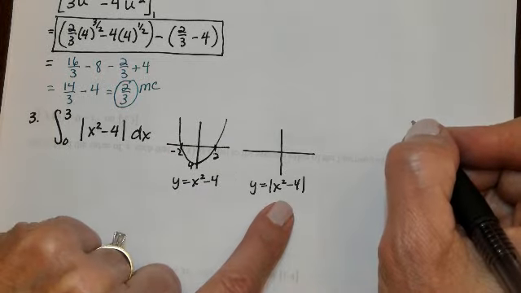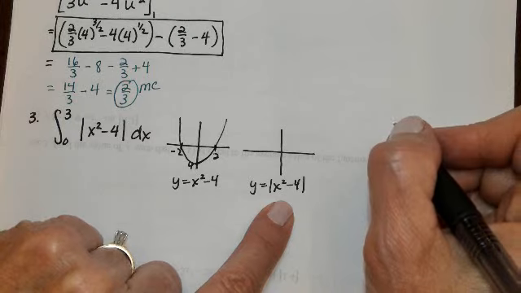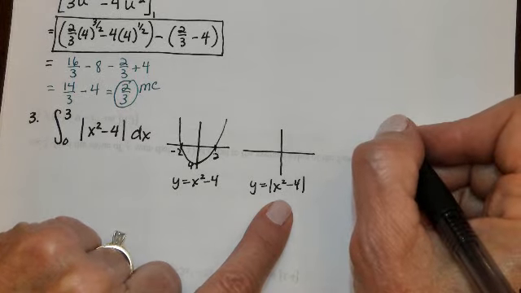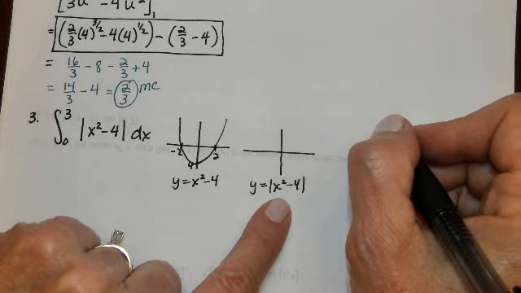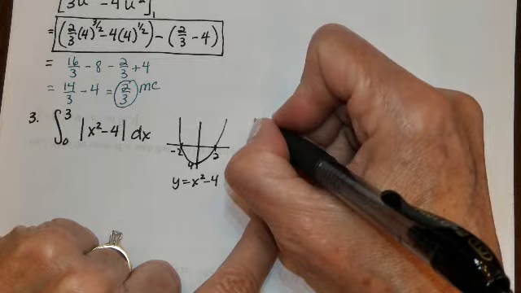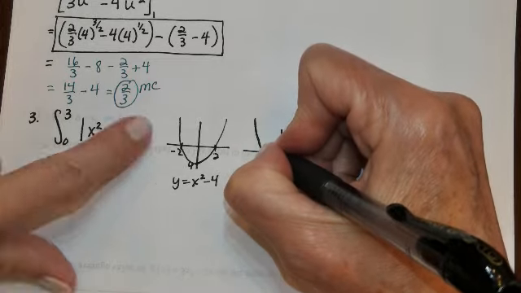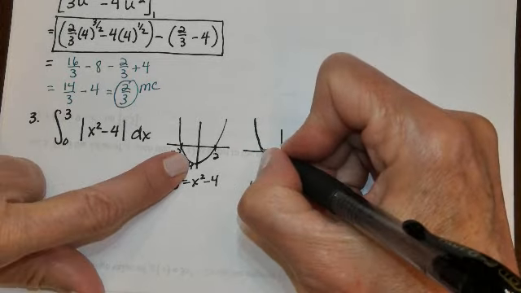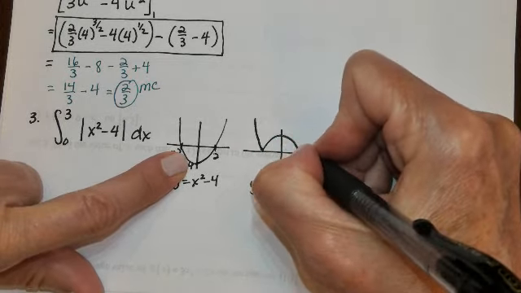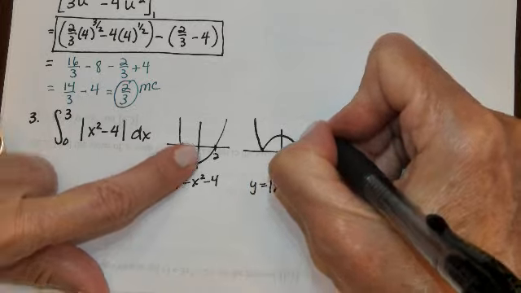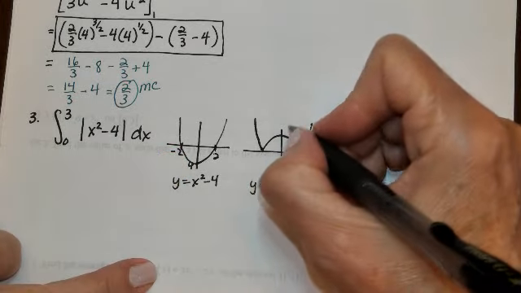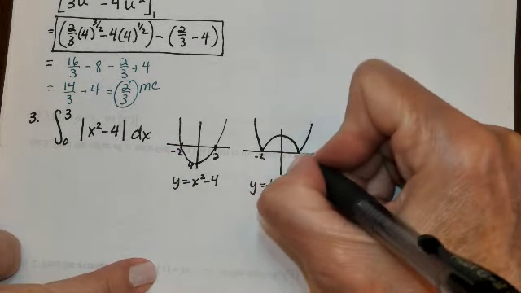So what does the absolute value do? It makes anything that was negative positive. It flips it over the x-axis. So the parabola will start off looking exactly the same, but then for this piece it'll flip over, and then it'll finish the same way, right? So this is negative 2 and this is 2.